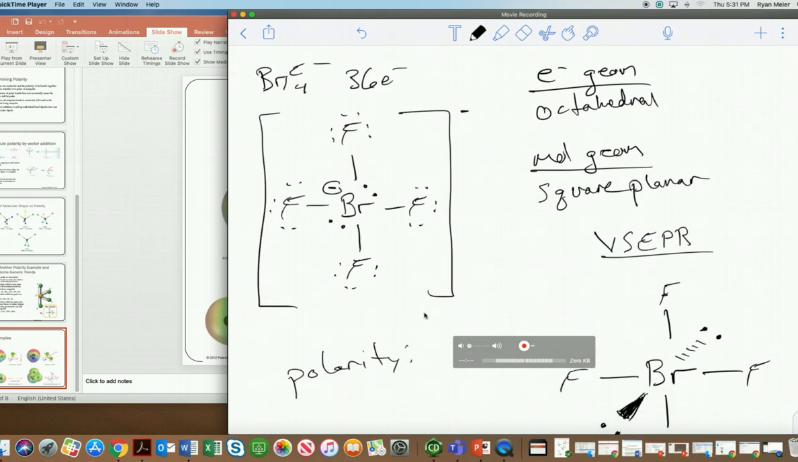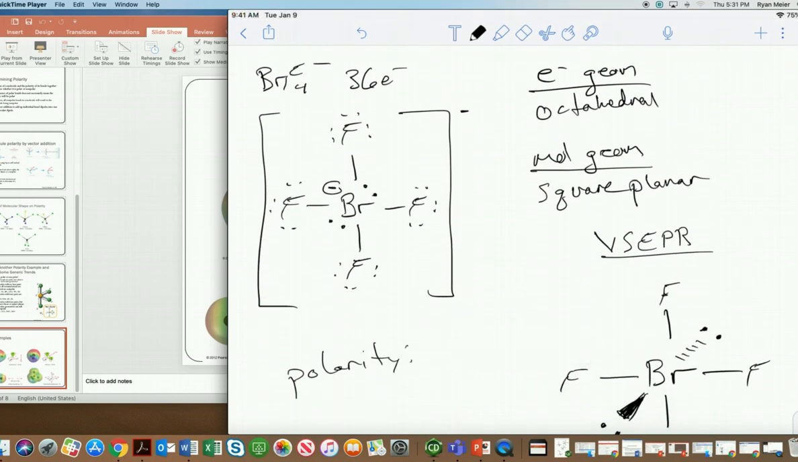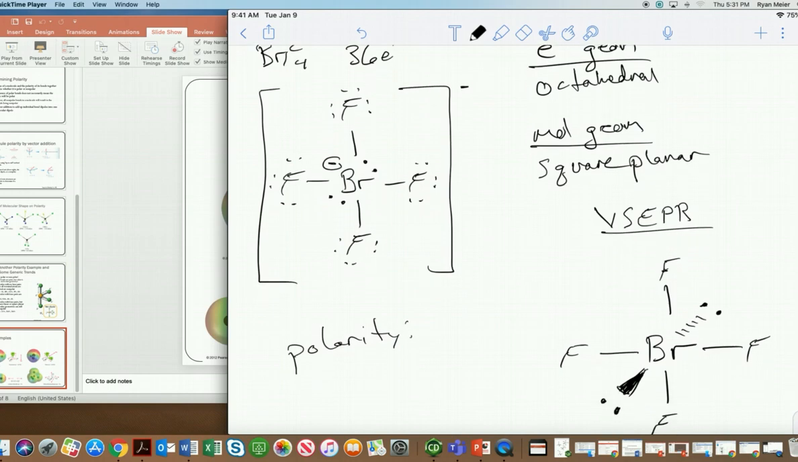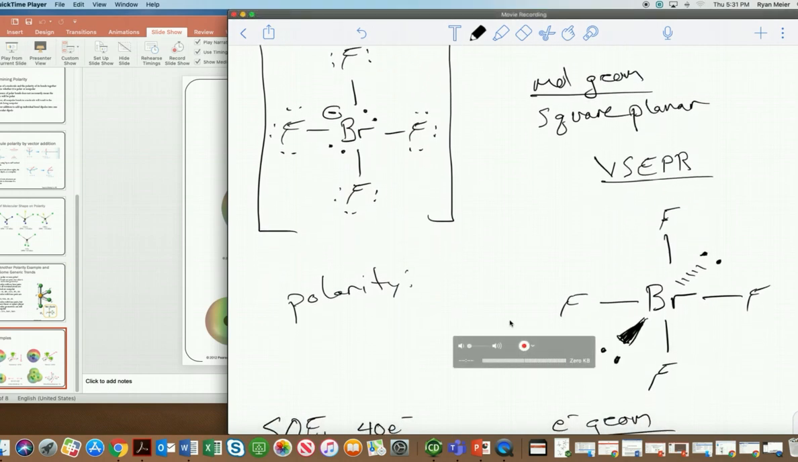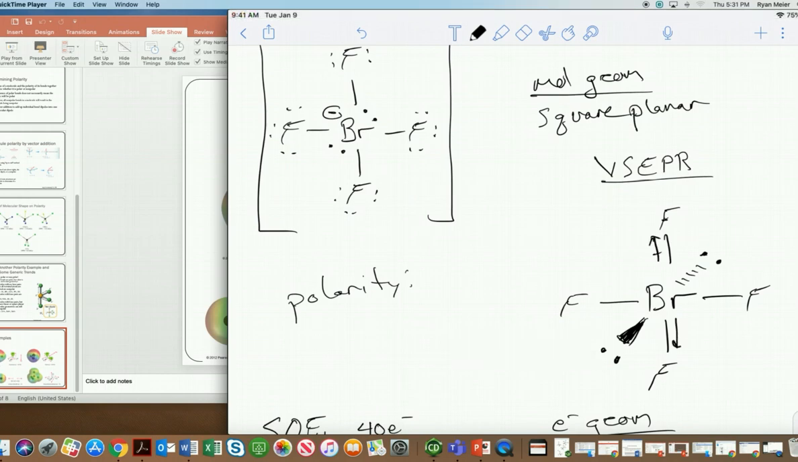All right, next example, BrF4-. So for this one, I want to go through the same process that we've been doing. Let's start with the VSEPR sketch. Right, this was the geometry that we assigned. It is square planar here. So if I want to draw my dipoles, I have one that's going to go straight up towards the fluorine, one going straight down towards the fluorine, one straight to the right, and one straight to the left.